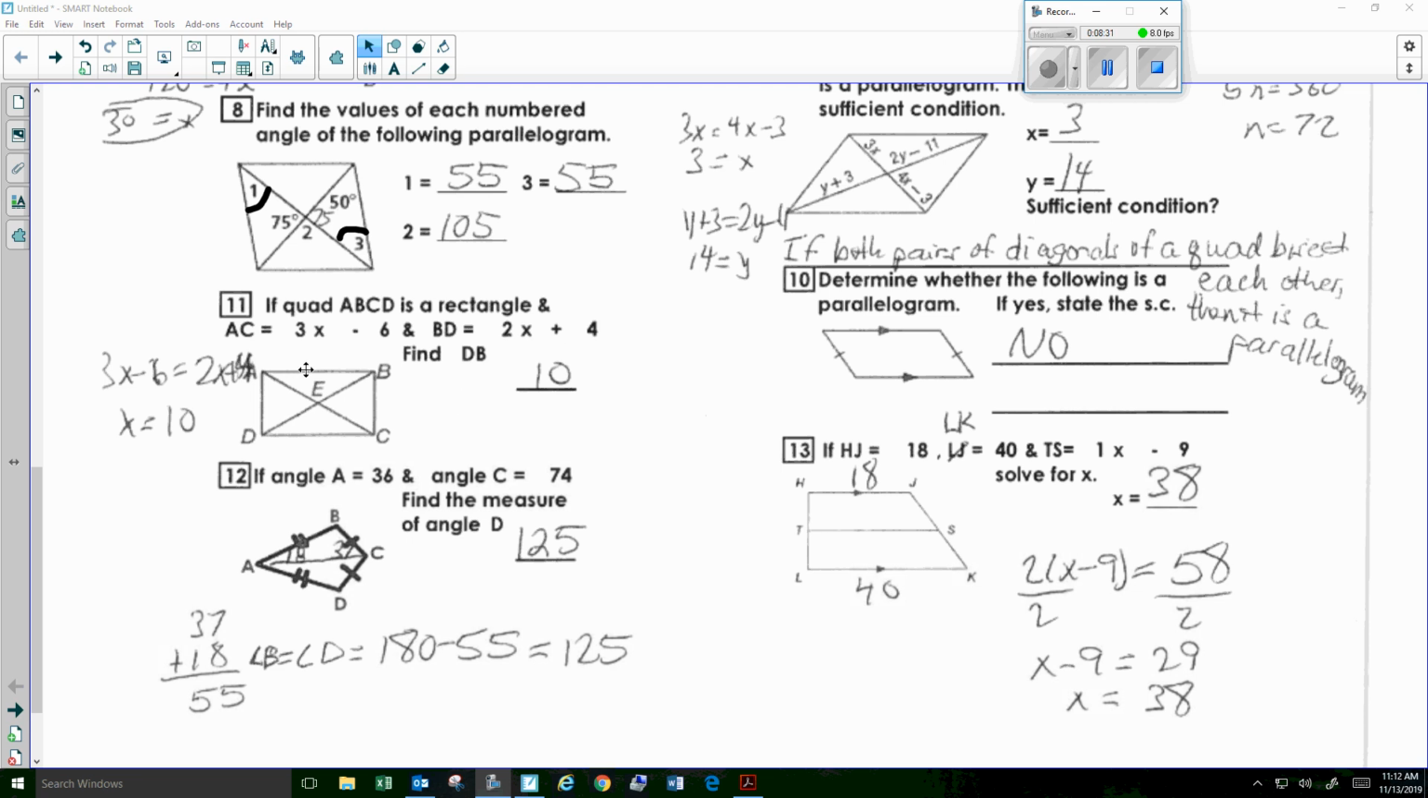Okay, we had a little interruption there, so I paused the video, and we're back here. All right, so we know that in a rectangle the diagonals are congruent, so AC equals BD.